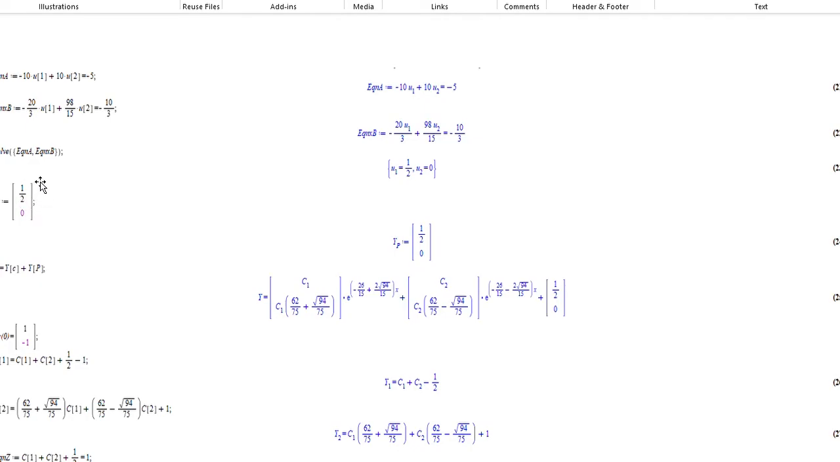So for this part, I wrote down the value here. We know that u1 is upper and u2 is lower of the matrix form.